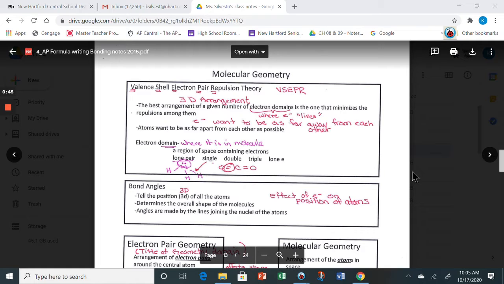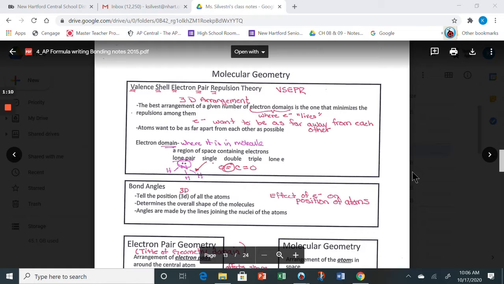So when we talk about molecular geometry, it comes from what's called the VSEPR model. And the VSEPR model comes from valence shell electron pair repulsion theory, VSEPR, and they say VSEPR. There are a lot of acronyms in chem, and chemists don't really care for English.